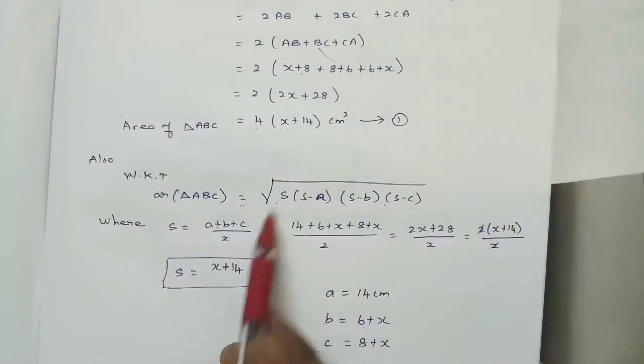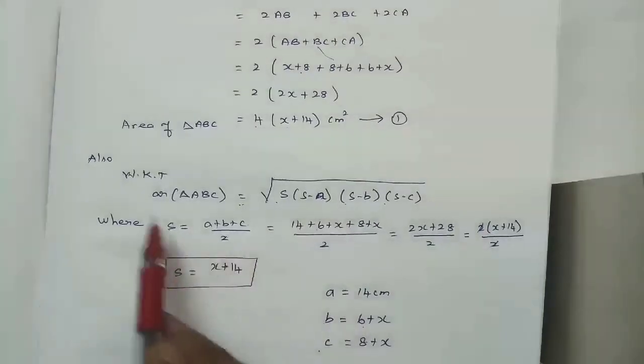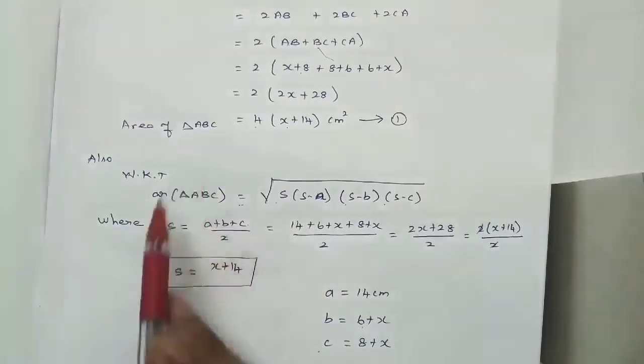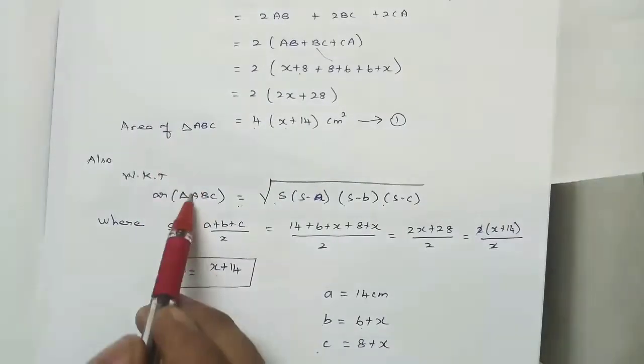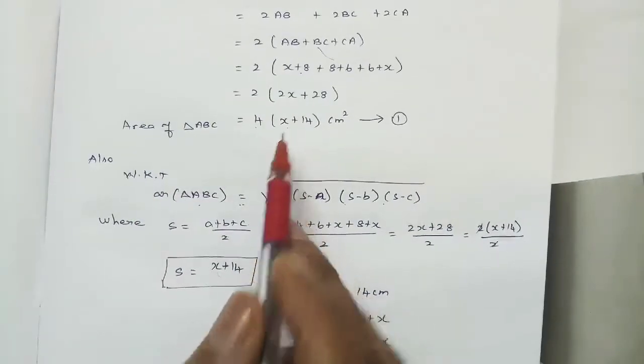Now we know the S value. Now we know S, A, B, C. Substituting in Heron's formula and simplifying, we'll get the area of triangle ABC. Already we have found the area of triangle ABC, right? So both are equal. So just by equating, we'll get the value of X. So see here.